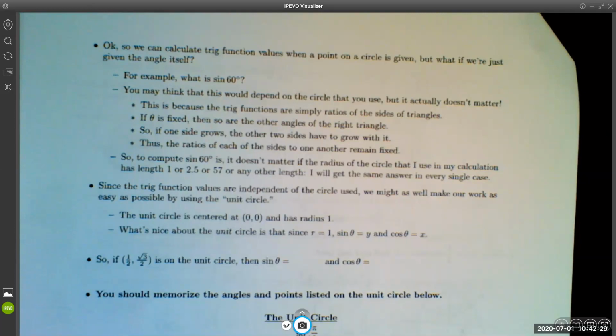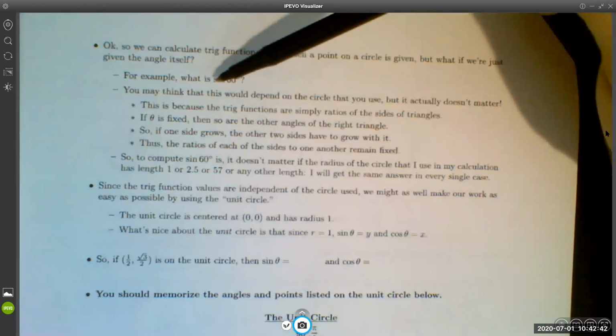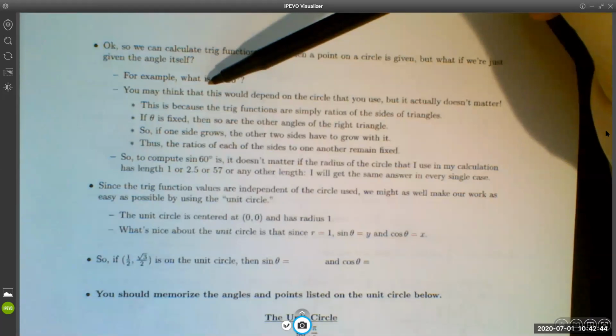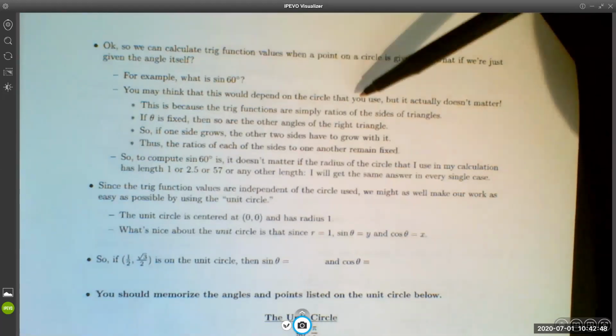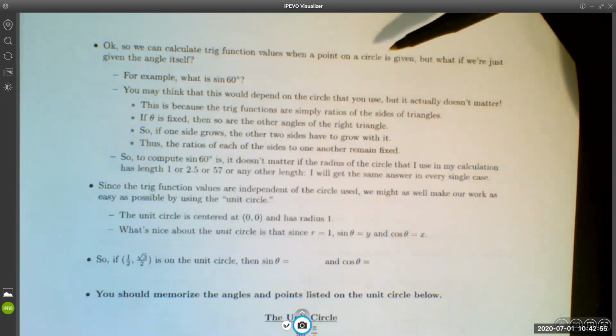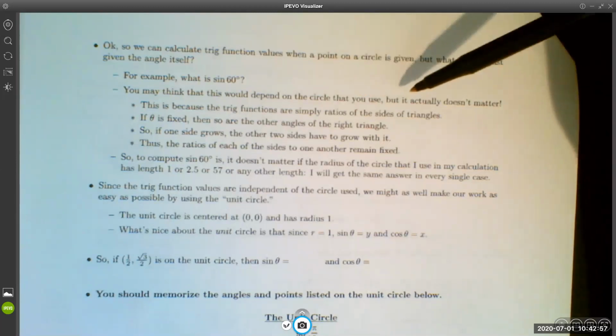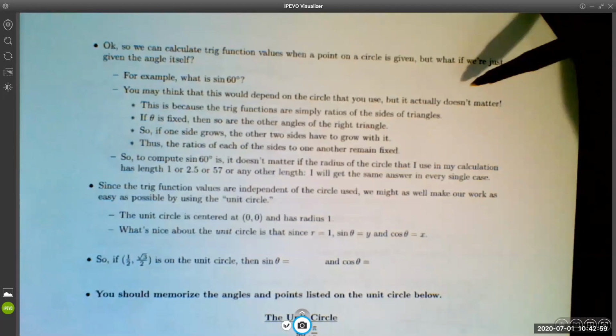So I want to take you through some things that maybe you kind of learned, but never fully pieced together. One thing that may be confusing to you from trig in the past is that you may think that the value of sine of 60 degrees depends on the circle that you use, especially given what we just talked about, using circles to figure out what trig function values are. But it might be surprising to you that actually it doesn't matter at all.